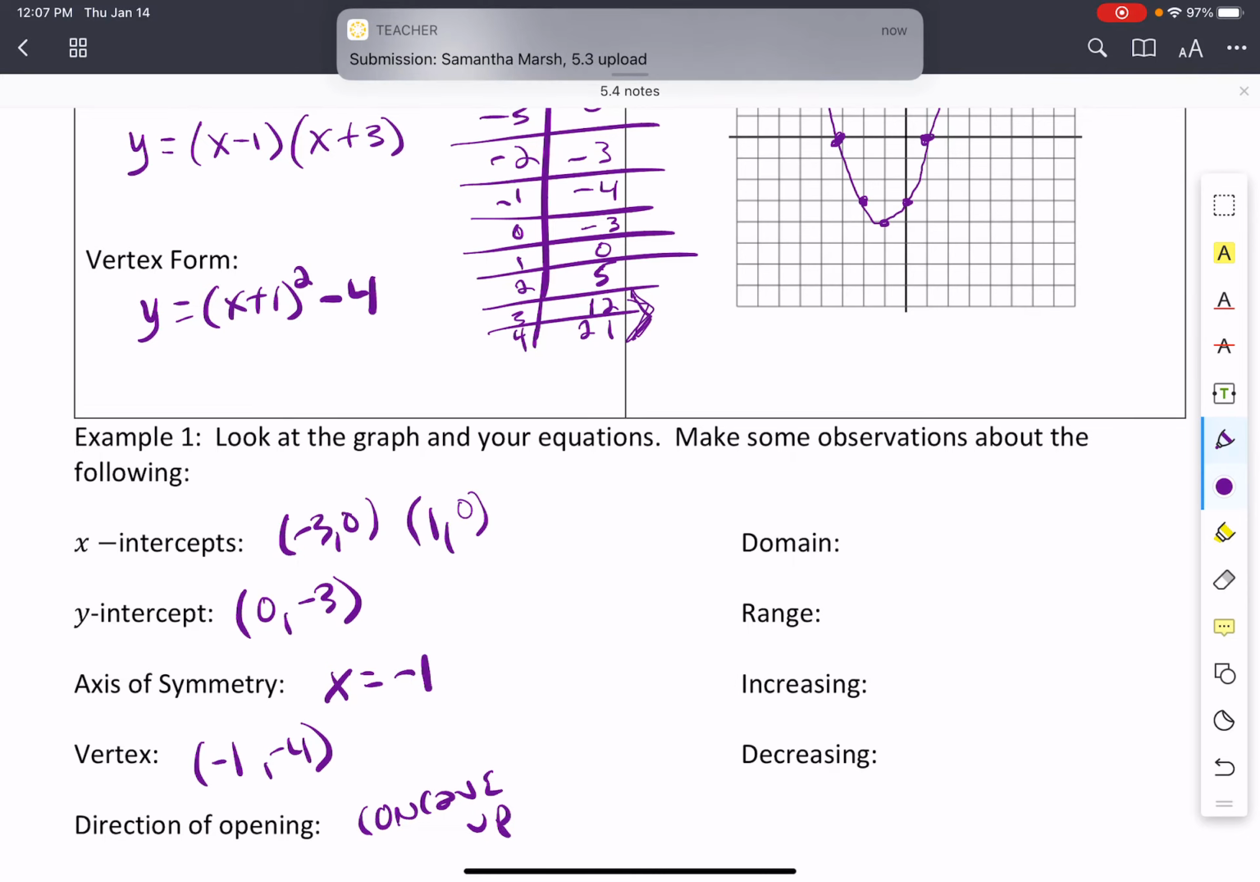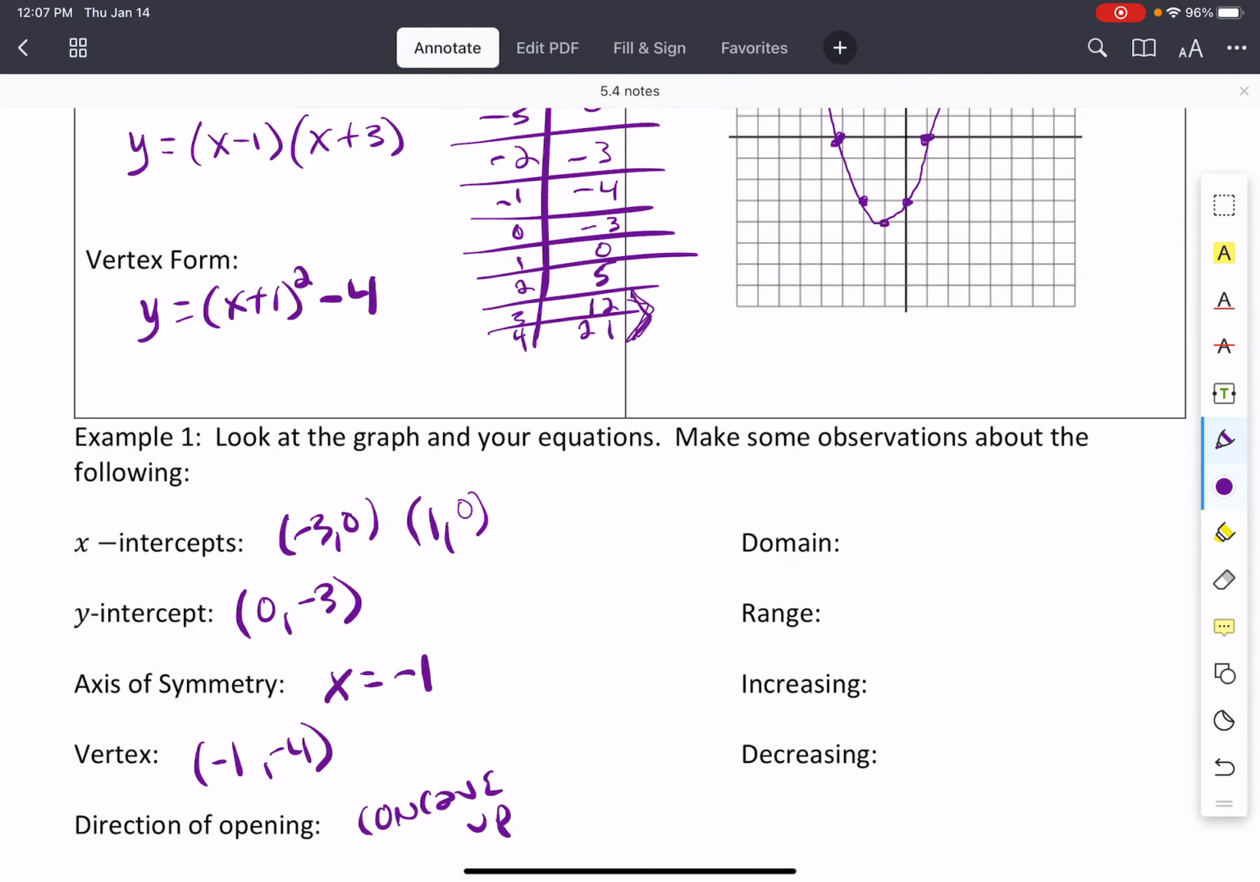Okay, what about domain? Anybody remember how to do the domain? I just won't call on you or listen to you because you are doing, yeah. Zaxon? I shouldn't have listened to Zaxon either. He's answered lots of questions.